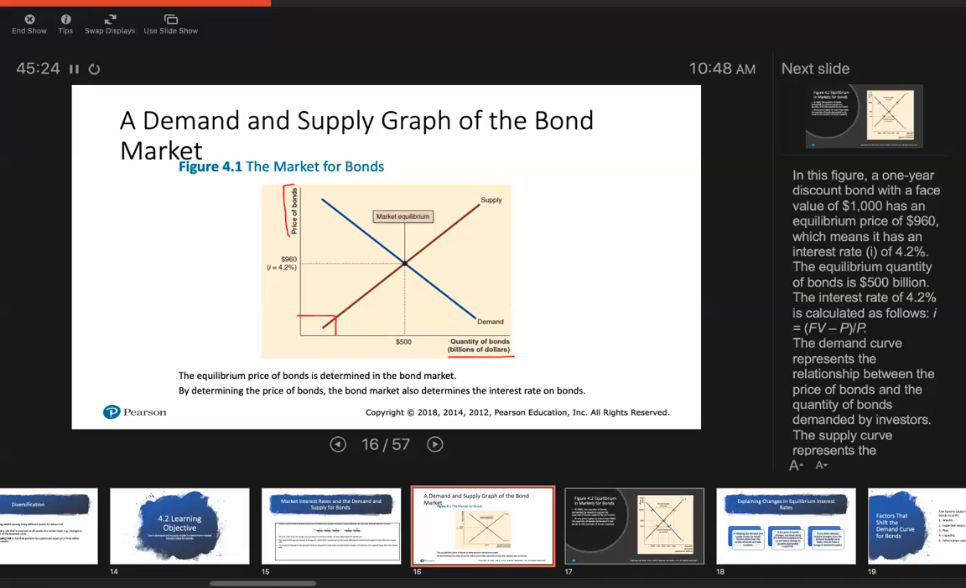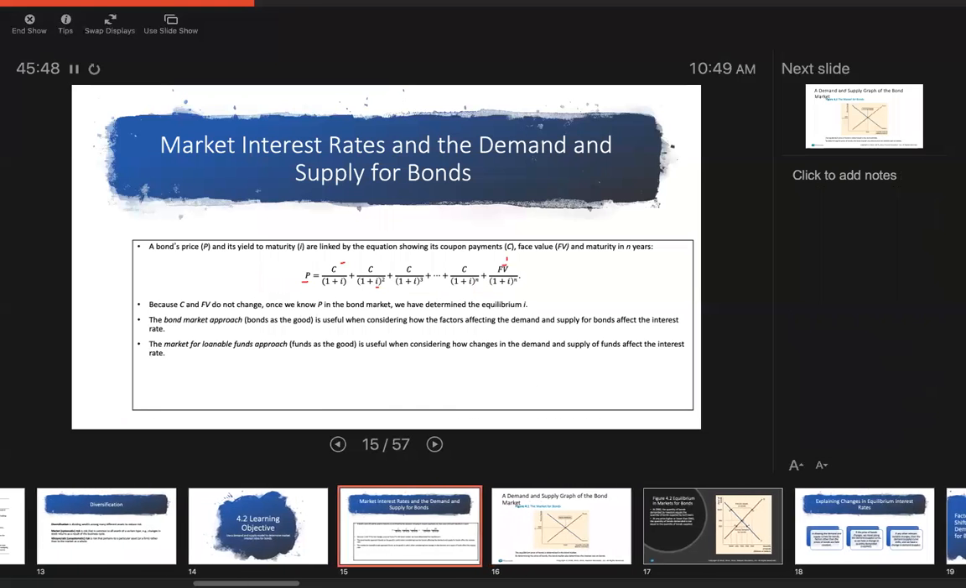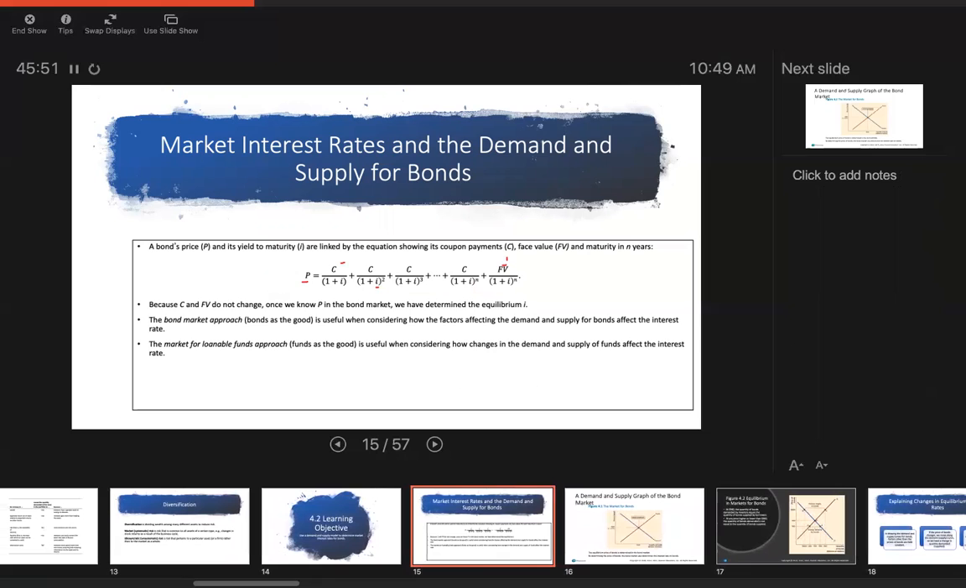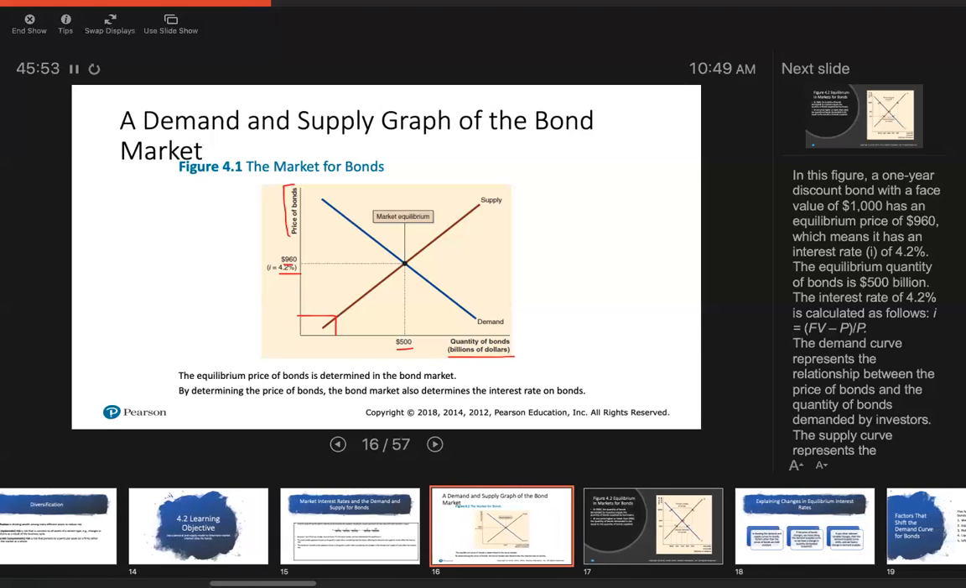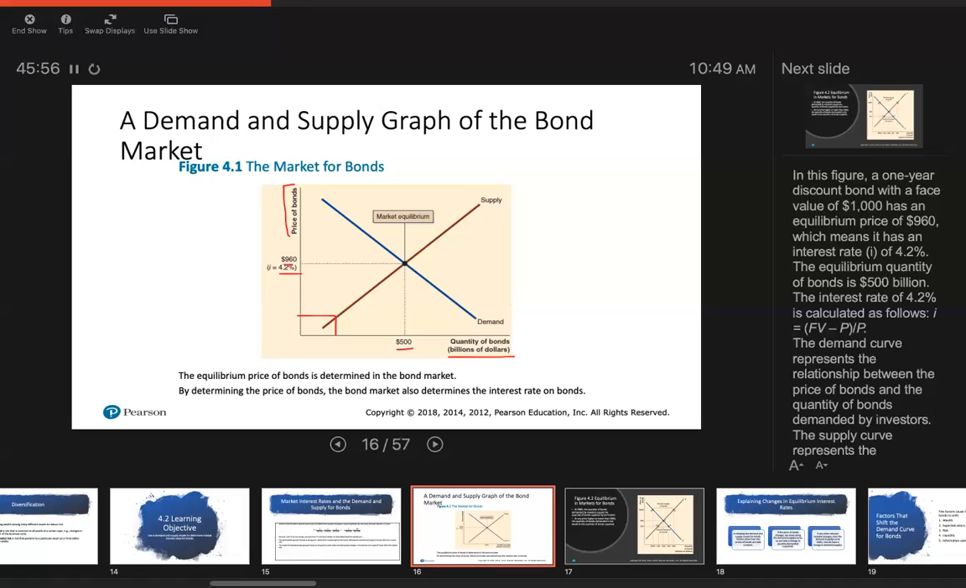The equilibrium price for this bond is going to be where quantity supplied is equal to quantity demanded, which is a point of intersection between these two lines, which is right there. Okay, so in equilibrium in this market, there'll be about $500 billion worth of these bonds sold at a price of $960. So now that you know the bond price, which clears the market, so now that we know P, we know C and FV already, so we can back out what I will be. And if you back out what I should be here, it's about 4.2%. Okay, so that's basically the mechanical aspects of it.